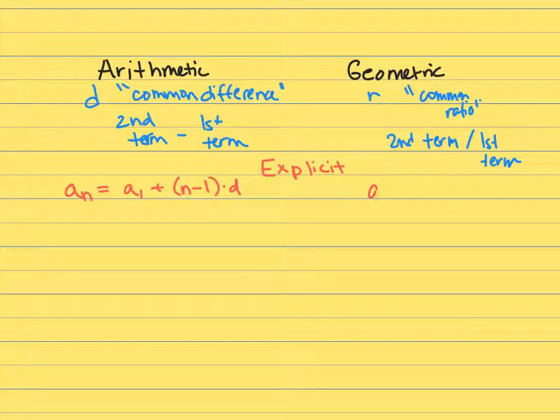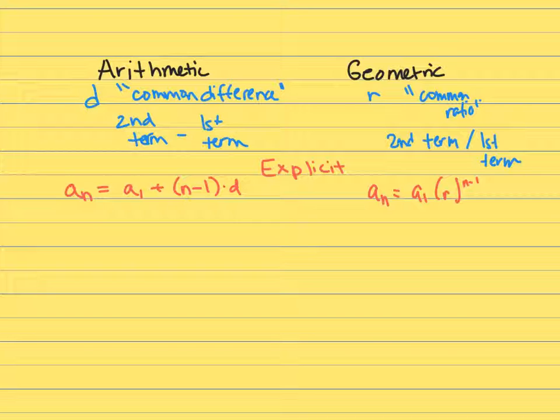For geometric, it's a sub n equals the first term times r to the n minus 1. I put r in parentheses because remember, if you're squaring a negative, it turns to positive if it's in parentheses. If it's a fraction, you want to make sure that the exponent gets the numerator and denominator. So that's the explicit formula.